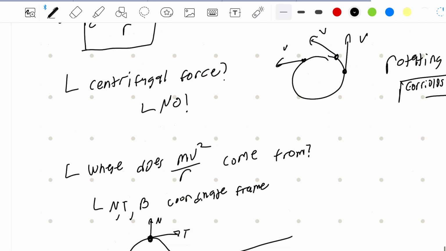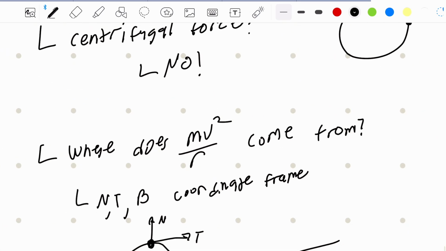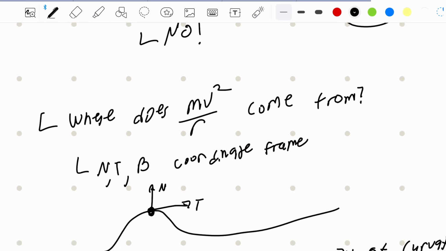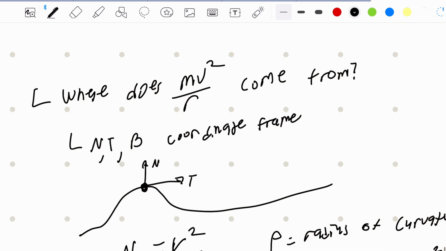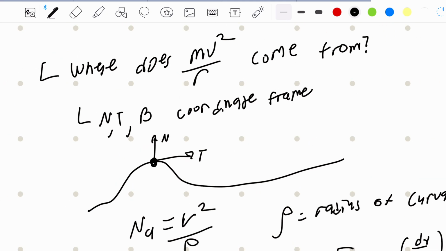So, where does this mv squared over r come from? Well, in upper division dynamics classes, what you come to learn is that this is actually from a type of coordinate system called the NTB coordinate system, which is the normal, tangential, binormal coordinate system. Essentially, in 2 dimensions, it's just the normal and tangential coordinate system, or the normal and tangential vectors, which is just if some particle is moving along some kind of weird path like this, at any given point along this path, this particle has a tangential acceleration and a normal acceleration.